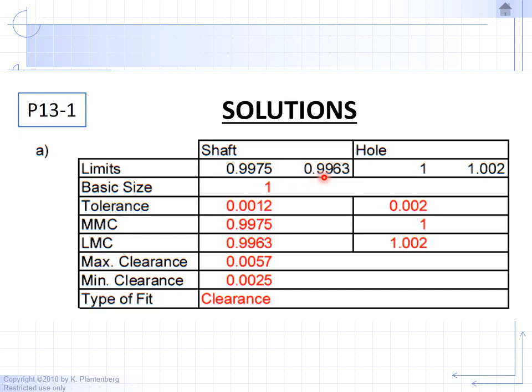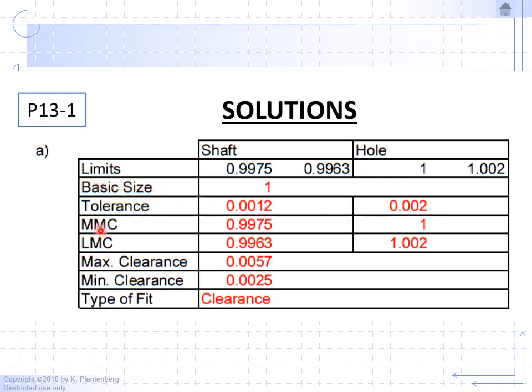It's just 0.9975 minus 0.9963, and that'll give us 0.0012. You do take the absolute value, meaning you don't use a negative for the tolerance. And for the hole in the block, our tolerance, our wiggle room, is just 1 subtracted from 1.002. The tolerance or wiggle room is 0.002. And we use absolute value, meaning no negatives for the tolerance.